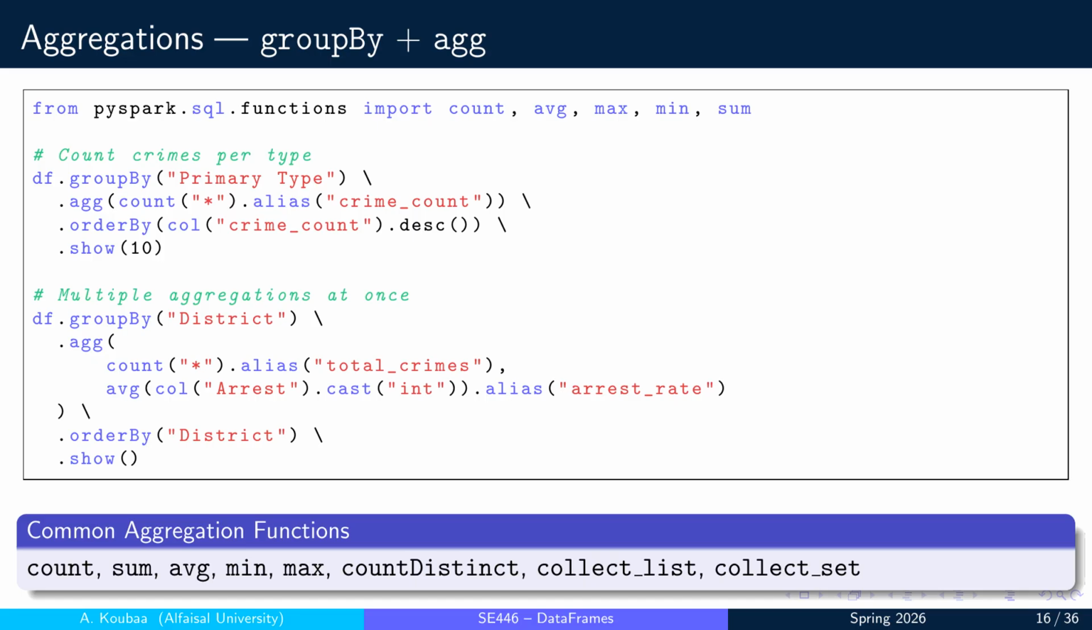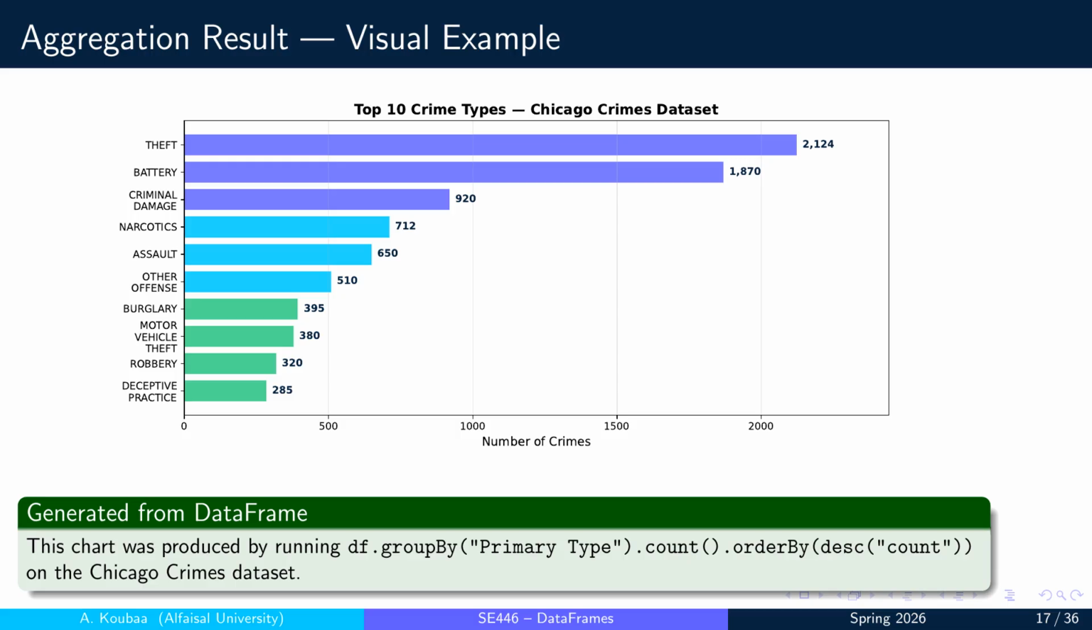First, you group the data frame by one or more columns using the groupBy method. Then you apply an aggregation function to compute a summary for each group. As you see here, Spark provides many common functions like count, sum, avg, mean, and max, as well as more advanced ones like countDistinct or collect_list. So after performing an aggregation, what does the result actually look like?